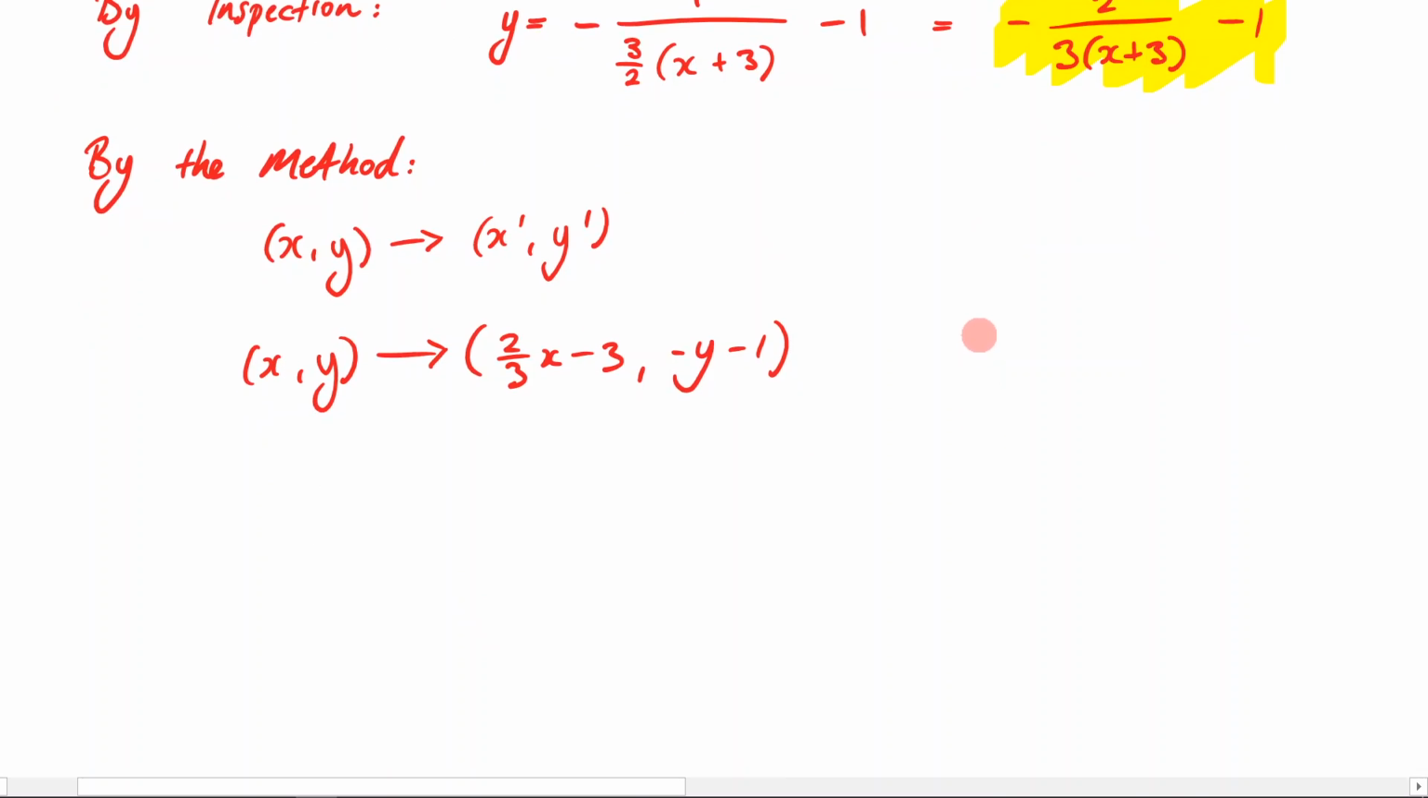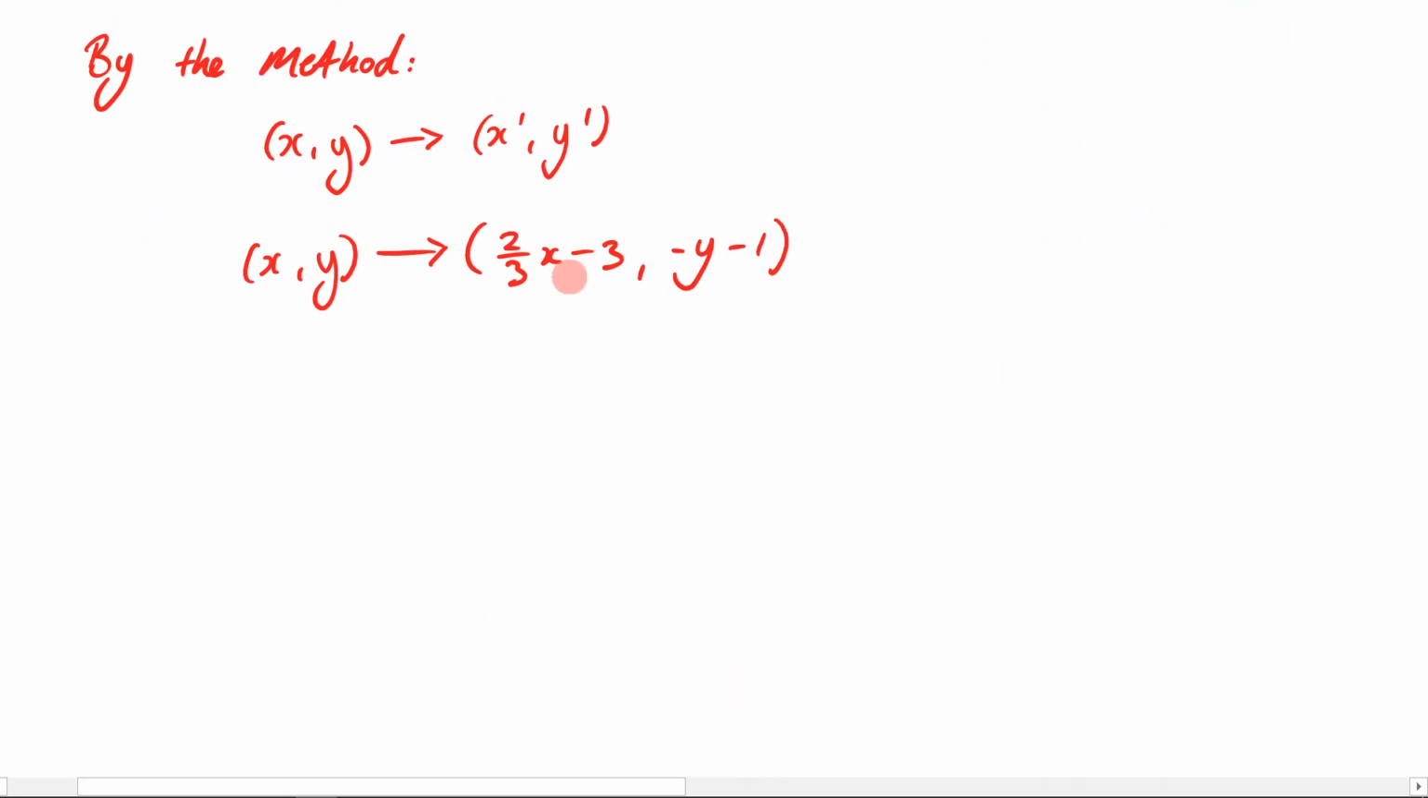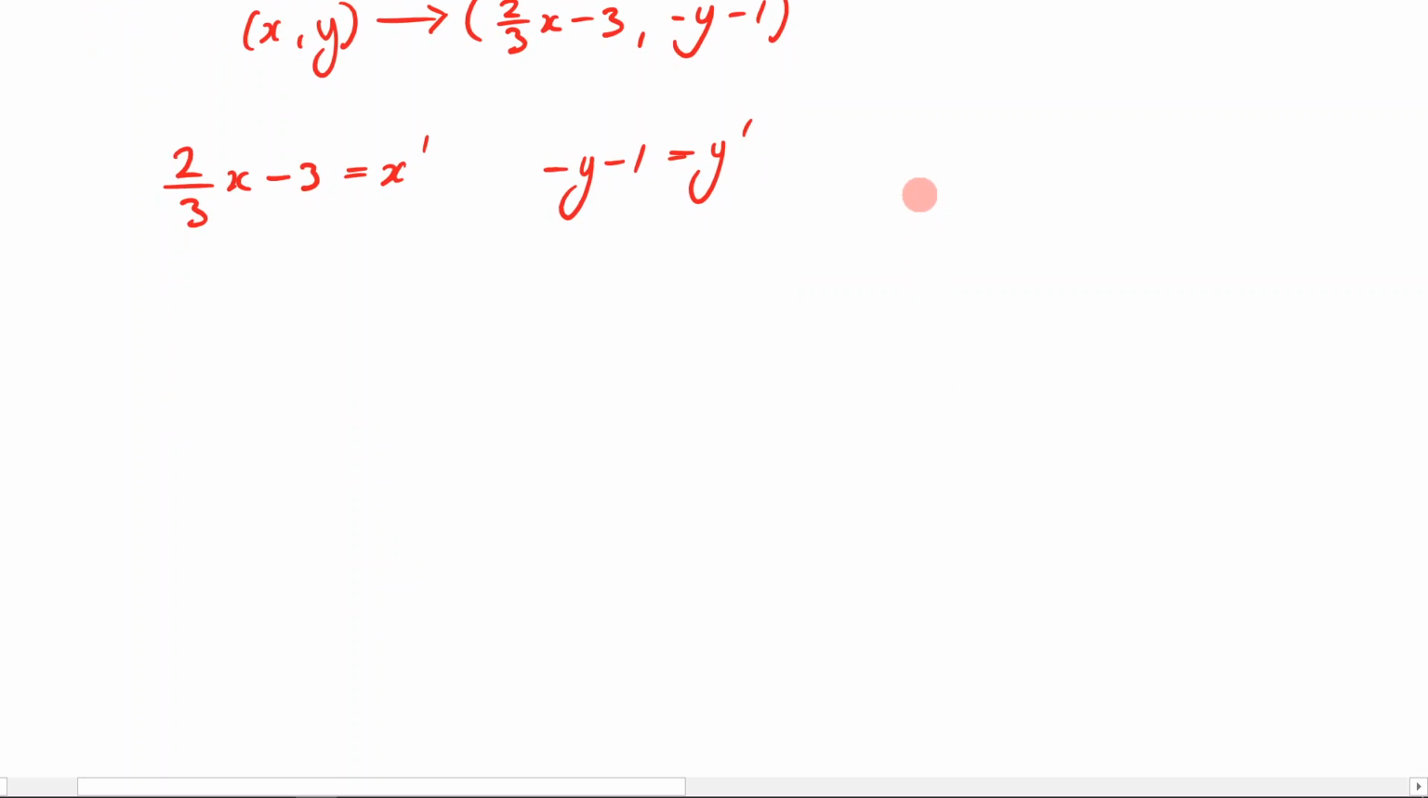All right, now that we've gotten that, we're now going to create our equation. So this is equal to this. So it's going to be 2/3 x minus 3 is equal to x dash. And then negative y minus 1 is equal to y dash. Now I'm going to solve for x and y. So I'm going to end up with, now do these slowly, no rush, x dash plus 3.